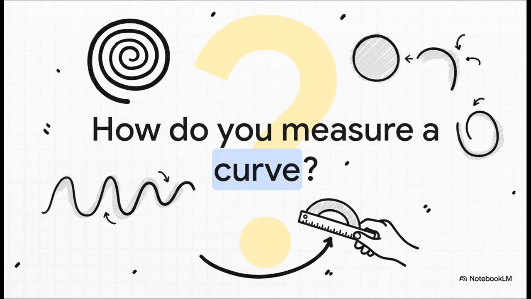It all kicks off with a really simple question, but man, the answer is surprisingly deep. How do you actually measure bendiness, right? How can you put a precise number on just how sharply something turns? It's definitely not as easy as just taking a ruler to a straight line.